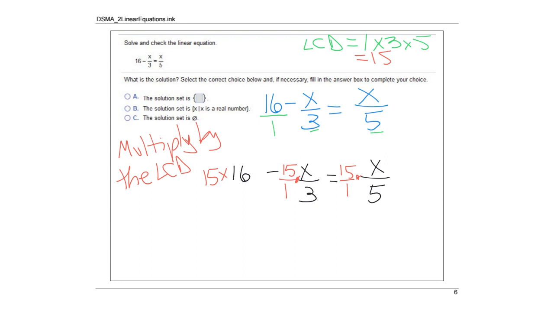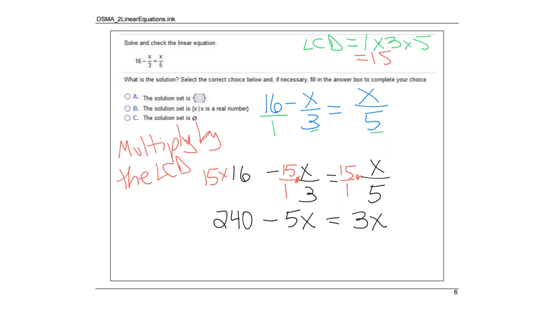So 15 times 16 is 240. Put it in your calculator. Now over here, I have 15 divided by 3, which is going to give me 5. And so see how I got rid of the denominator? Yay. On this side, I have 15 divided by 5, which is 3, but don't forget your x. For both of those, don't forget your x. Now, look at that, no fractions. So I can go ahead and finish.